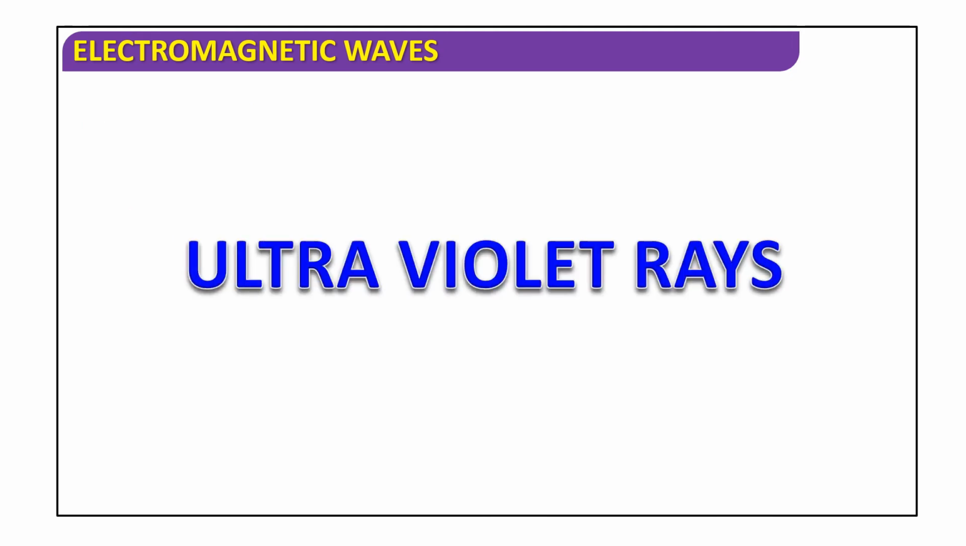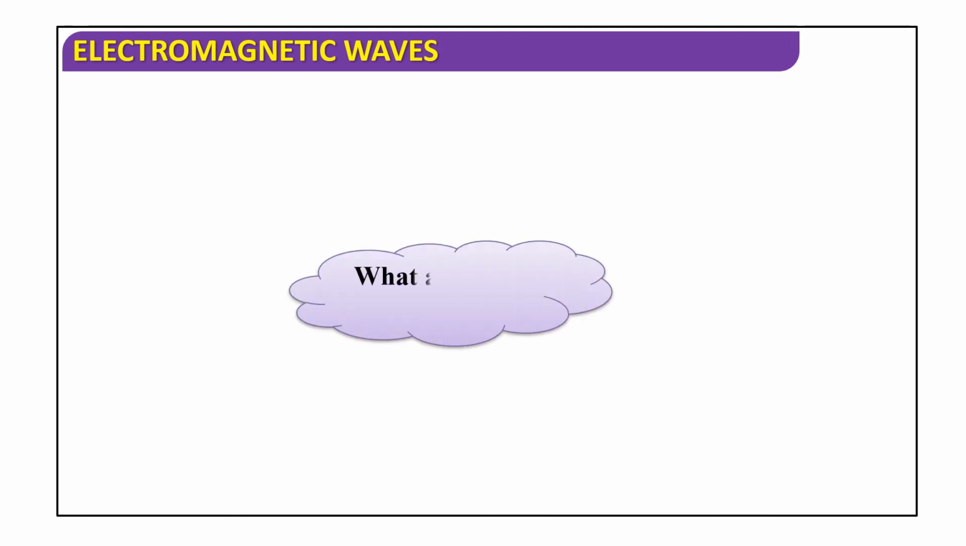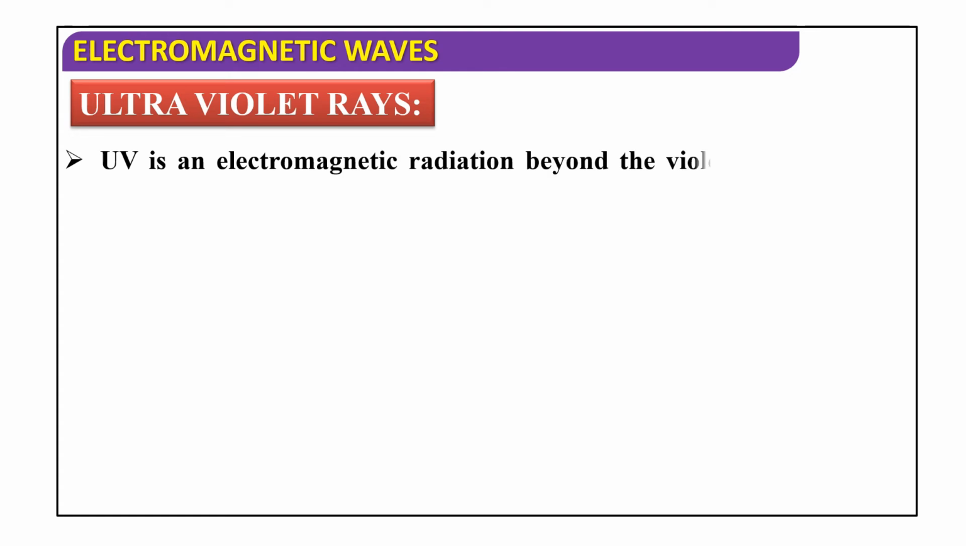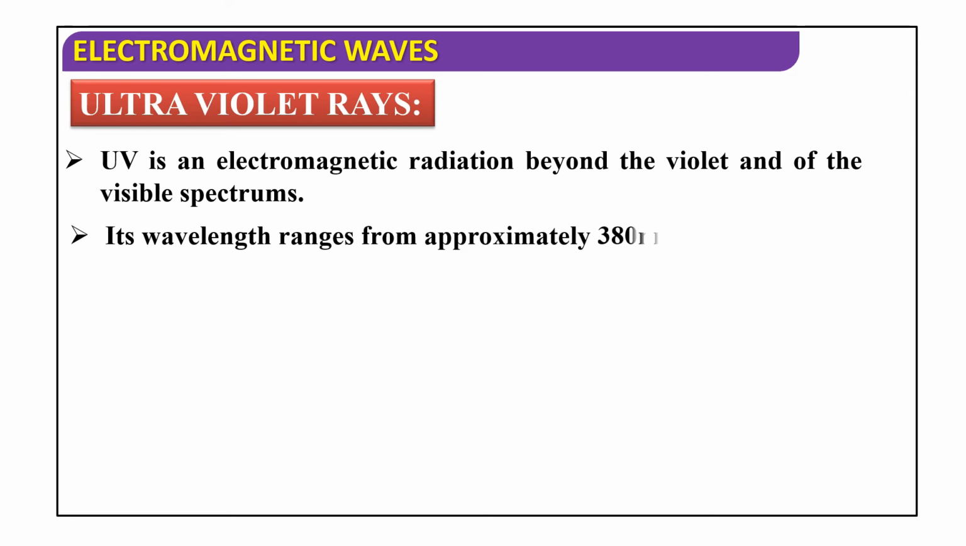Now discuss ultraviolet rays. What are ultraviolet rays? UV is electromagnetic radiation beyond the violet end of the visible spectrum. Its wavelength ranges from approximately 380 nanometers to 0.6 nanometers.